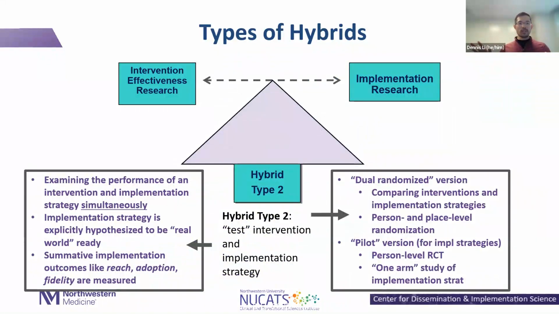Hybrid type 2s are a little bit tricky because you end up having two primary aims in your study. You want to test the intervention as well as test the implementation strategy simultaneously. And so you have to put into place some safeguards in case your implementation strategy doesn't work so well, and you don't want to lose your effectiveness aim as well. So you might have dual randomization as one version of a hybrid type 2 that we see in the literature. Another version is a pilot of implementation strategies with still a very heavy emphasis on person-level effectiveness randomization.